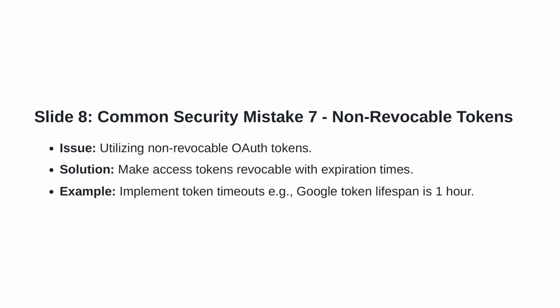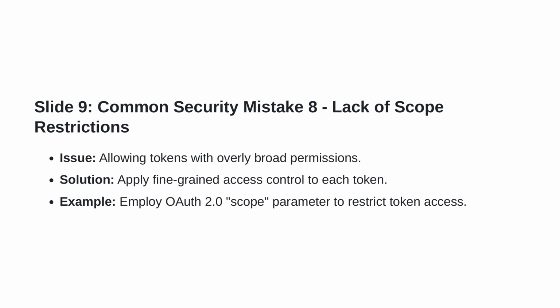On this slide, we're going to tackle the common security mistake number 8, which is the lack of scope restrictions. A very crucial issue is when we allow tokens that have overly broad permissions. This can pose a significant security risk, as it might allow unauthorized users to gain access to critical system data or functionality.